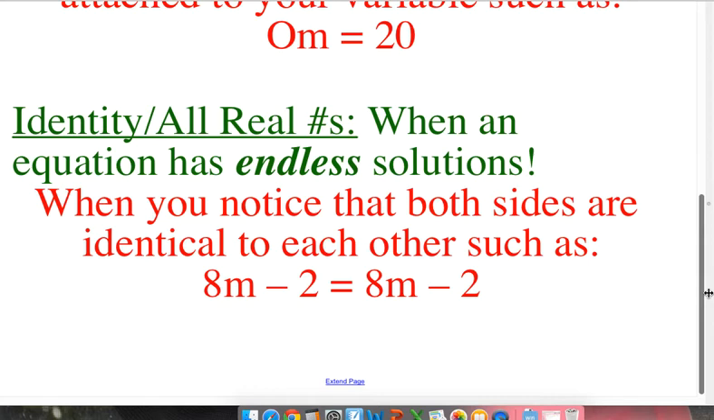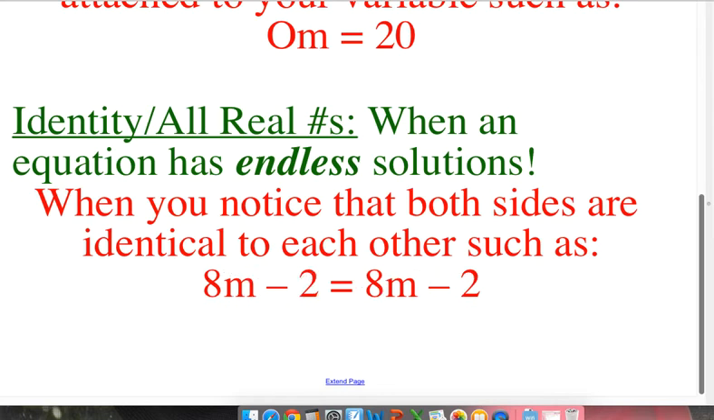So it's when you notice that both sides are identical to each other, as you'll see in this example here in red. If you notice that the left side says 8m minus 2 equals 8m minus 2. When you see that the left side and the right side are identical to each other, they have the same variable term and they have the same constants, that is called identity, or all real numbers, because you can plug in any number for m and it will work. I'll prove it to you.